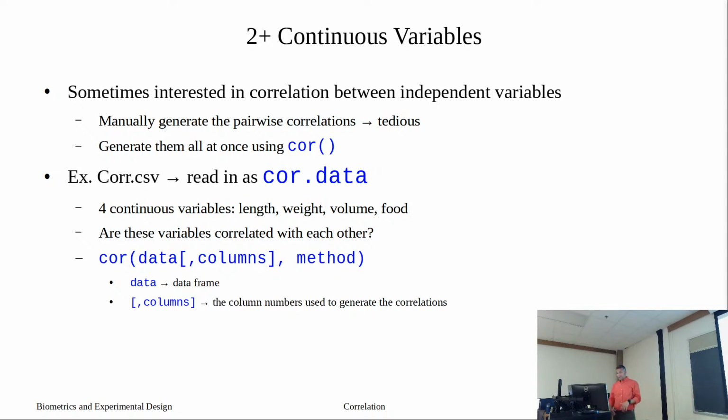Now, if we give a data frame to the cor function, it will calculate a correlation between every single column. All right, so go ahead and do that. Just read in your core.csv. I called mine core.data. Just type in cor and your core.data and see what happens.